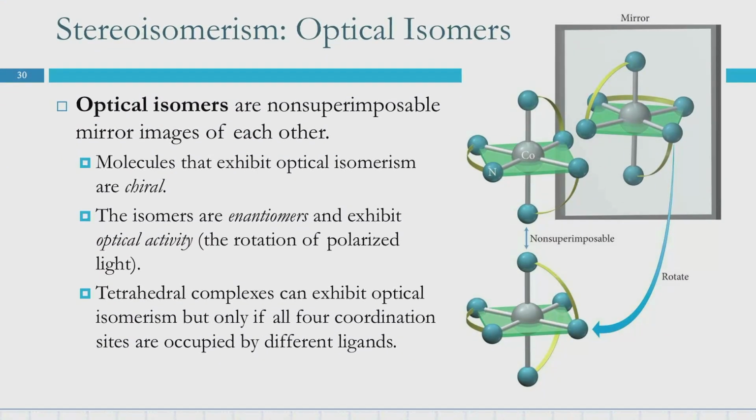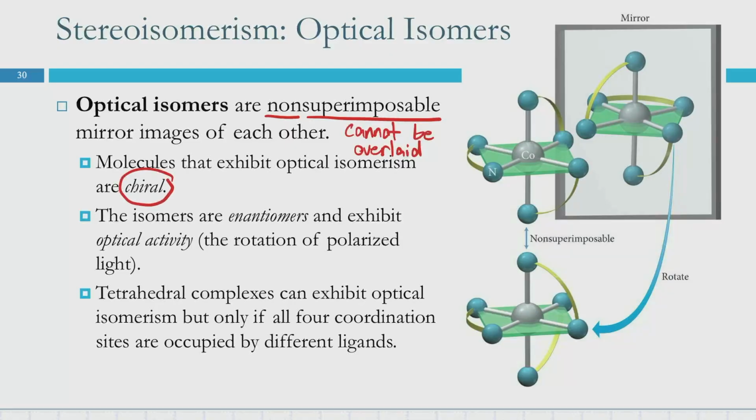We also have optical isomers. So optical isomers are a special type of stereoisomer. Optical isomers are non-superimposable. They cannot be overlaid. Molecules that exhibit optical isomerism are chiral.